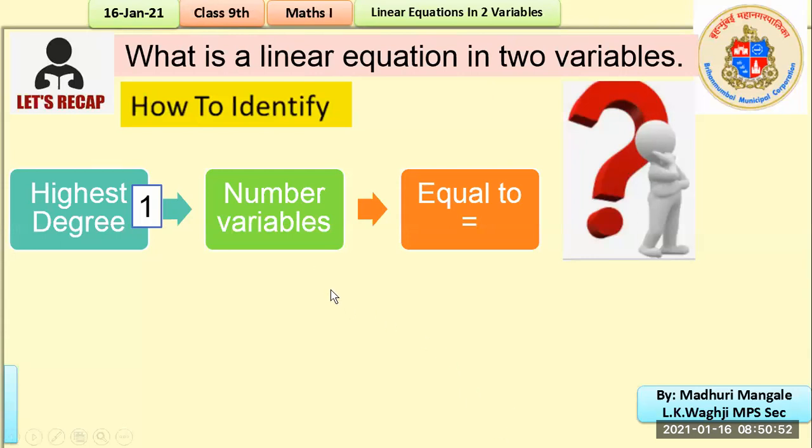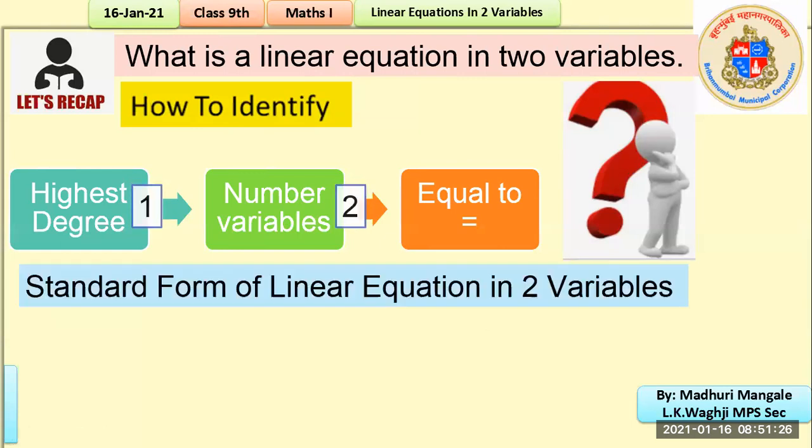And what is the number of variables? Now variables are alphabets. And since we are studying linear equation in two variables, we need two variables, and very important, the equal to sign. Without that equal to sign, it won't be an equation, that will remain an expression. Okay, so these few things we need to remember. Linear means the highest degree is 1, the number of variables should be 2, and third thing, there should be an equal to sign.